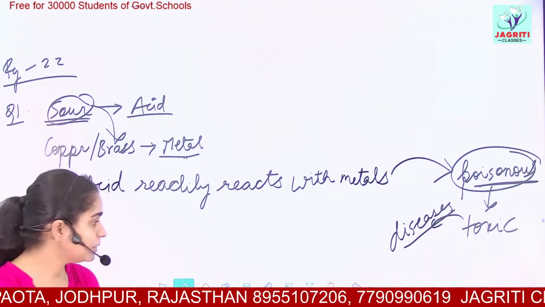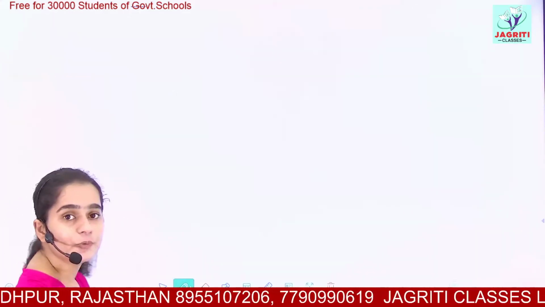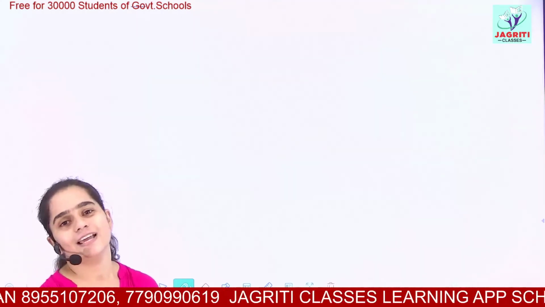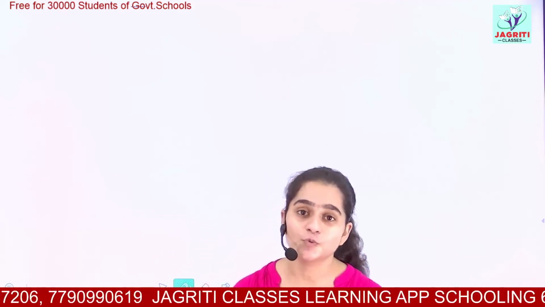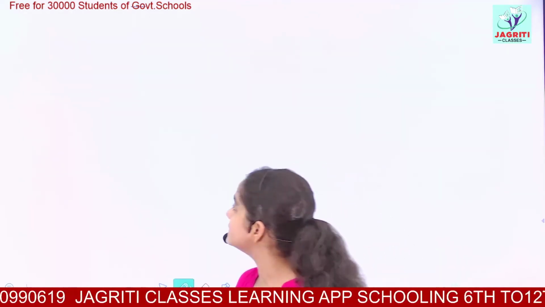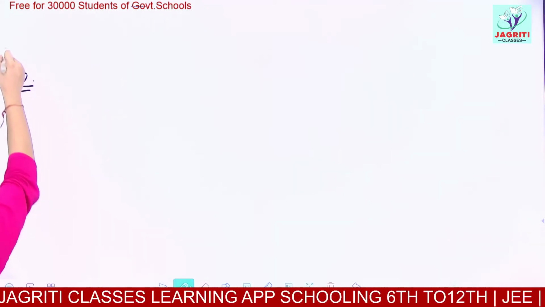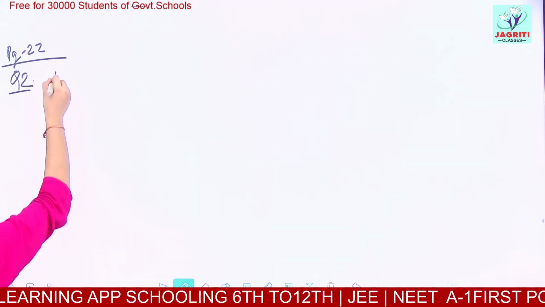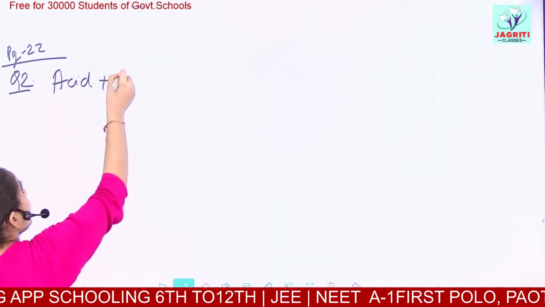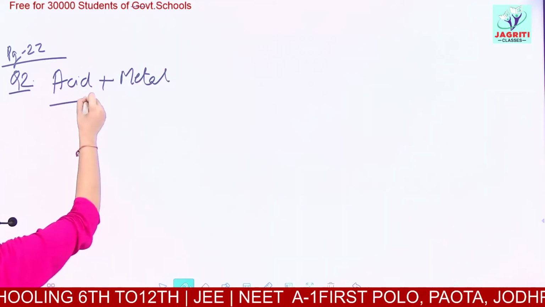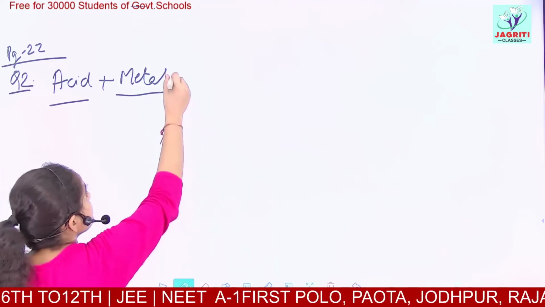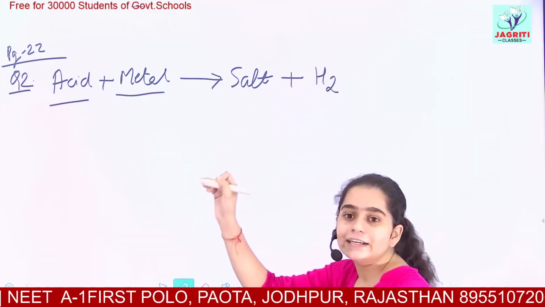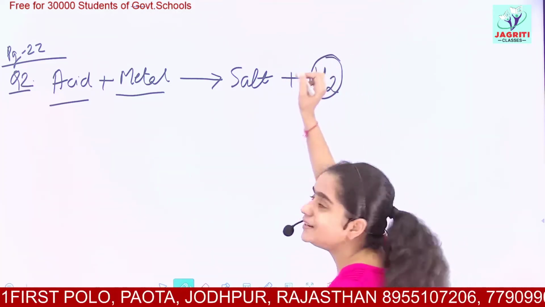Now comes question number 2. On page number 22 of your NCERT, question 2 is, which gas is liberated when acid reacts with metal? This is a really easy question. We have already discussed it in the previous video when we were discussing the chemical properties. The reaction of acid with metal produces a salt, and in turn hydrogen gas is released. It is also asked what the confirmatory test for this hydrogen is.